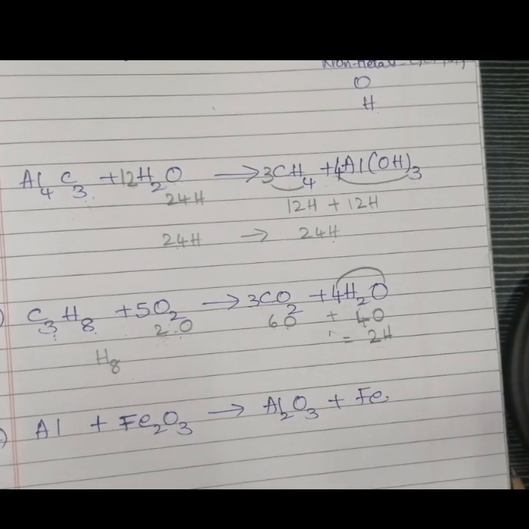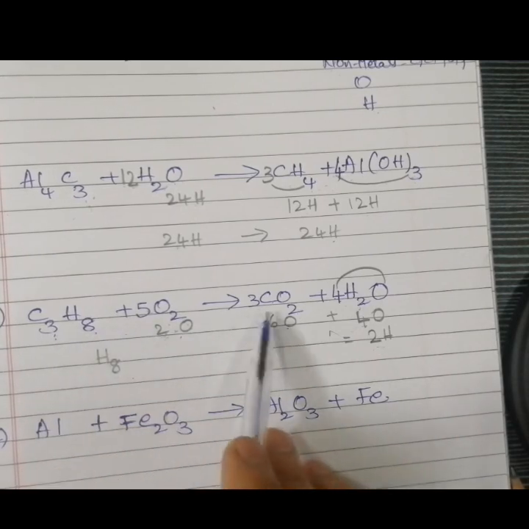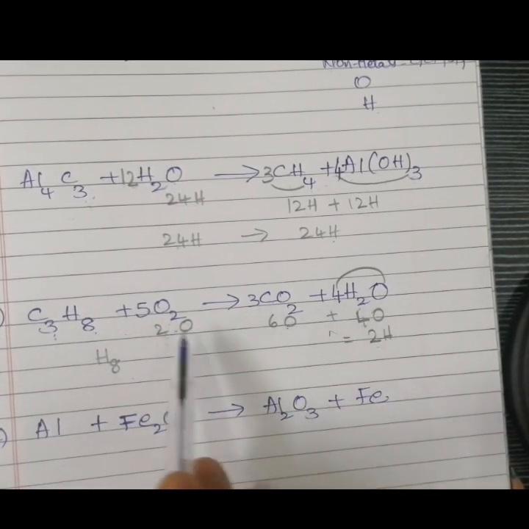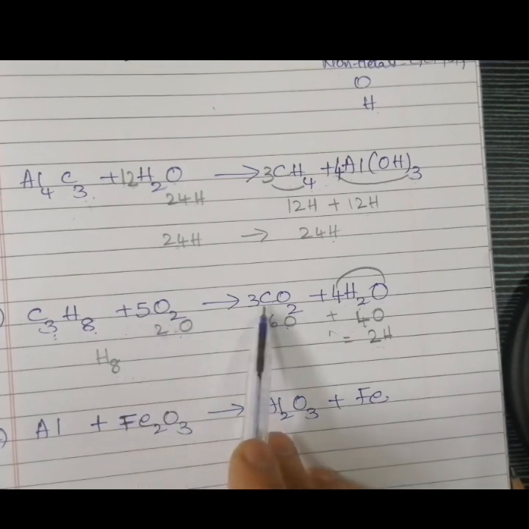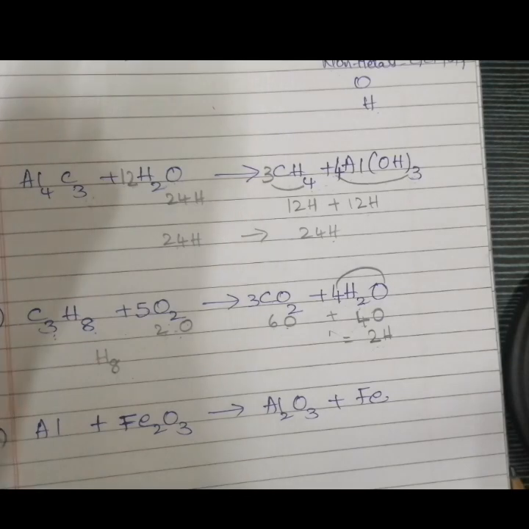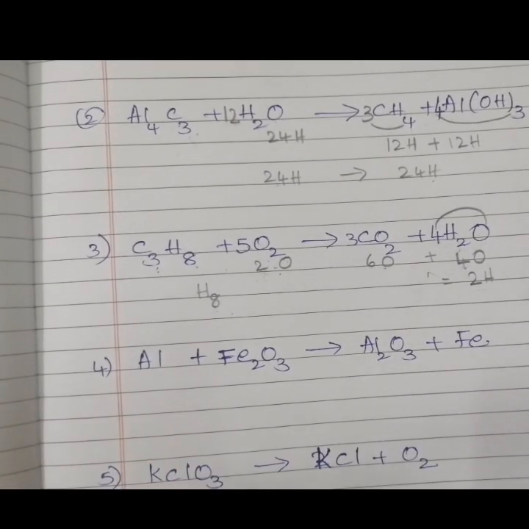We'll check once again. We go to the C 3, 3 C. Again the 8 hydrogens and 8 hydrogens. Oxygen, how many? 3 2s are 6, plus 4 is 10 oxygens. So this equation is balanced. These equations are all in your textbook, so you can go through them from the textbook also.